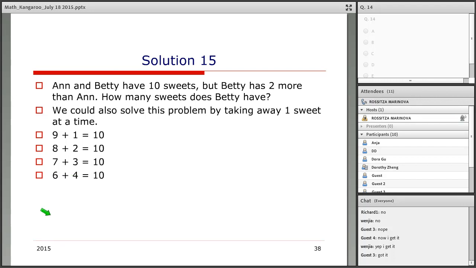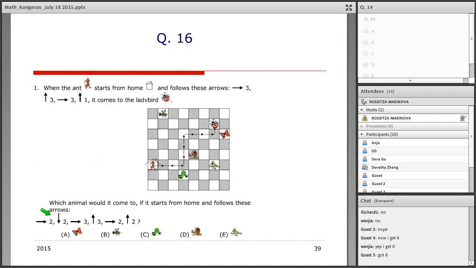Okay, moving on to the last question for today. That is question number 16. When the ant starts from home, so this is your home, an ant is starting from here and follows these arrows. If you see, the arrow pointing to the right side is 3, and then the arrow pointing upwards is 3. Again, the arrow pointing right is 3 and the arrow pointing upward is 1, and you get a ladybug, right? If you follow all these arrows. Now your question is, which animal would it come to if it starts from home and follows these arrows?